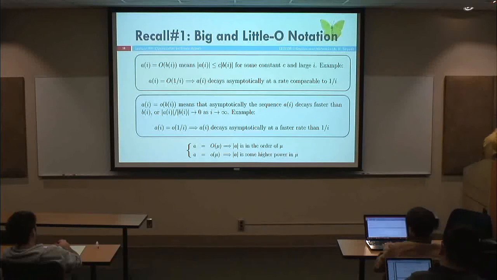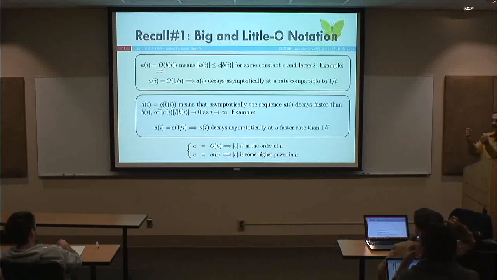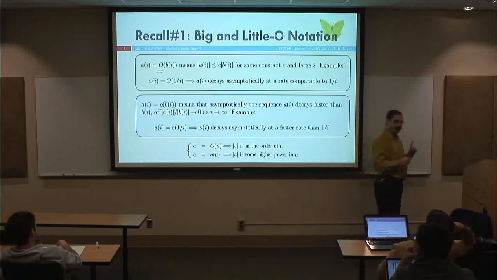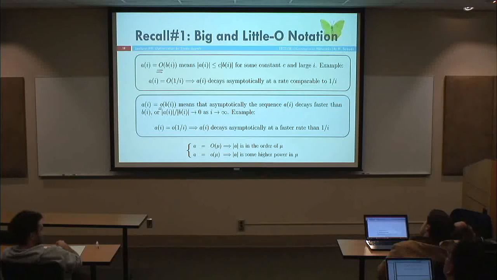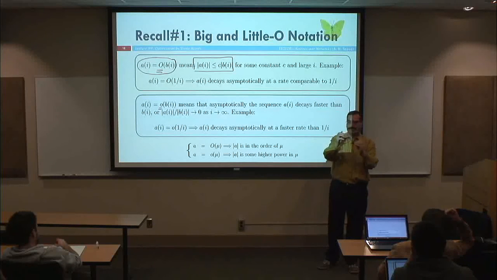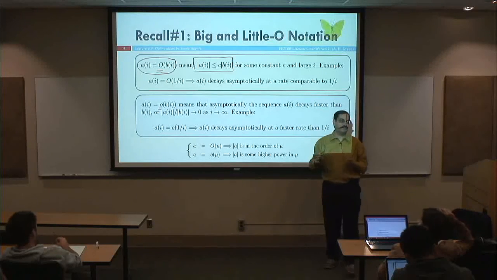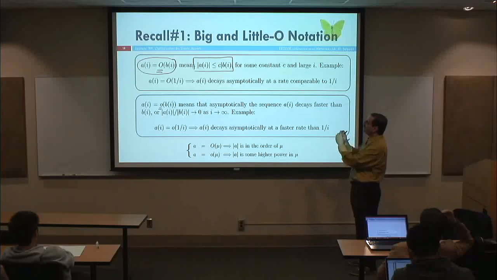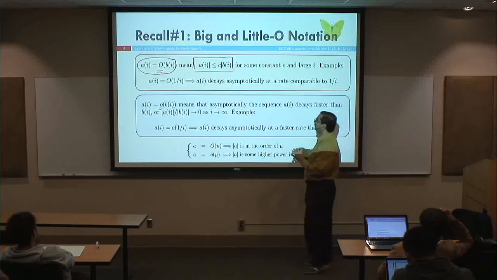So what is the big O notation? This is the big O notation, this is the little o notation. If I have two sequences A and B, then I will say that A is big O of B if A and B are essentially comparable. There is some constant that bounds the entries of A by the entries of B, and that constant is independent of I. So that essentially means they are comparable up to some constant.